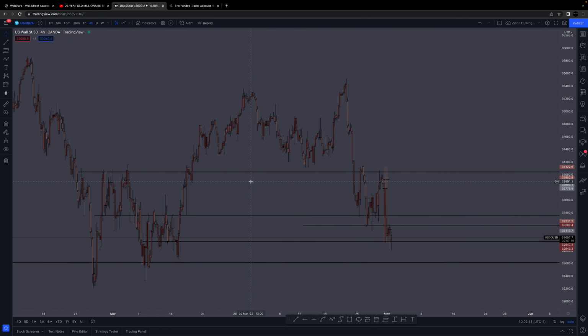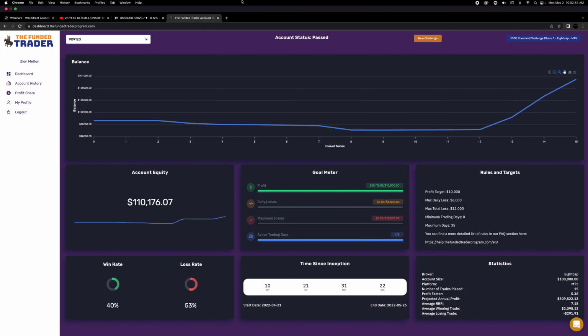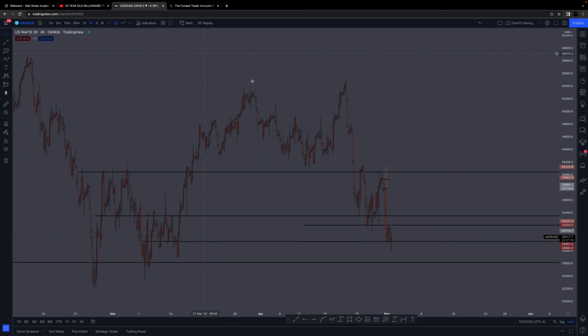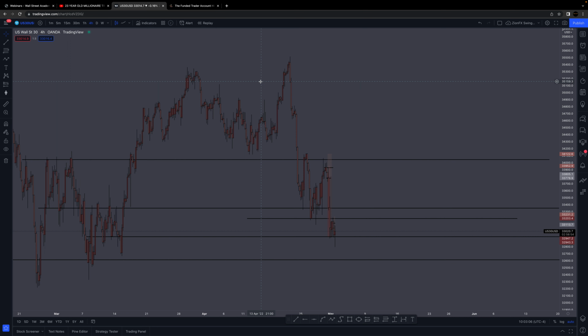Alright, y'all. So, yes. Today, I did pass my funded trader phase one account. I just passed it about 2 hours ago. So, I'll be breaking down how I passed it in 2 days. Yeah, it took me 2 days.